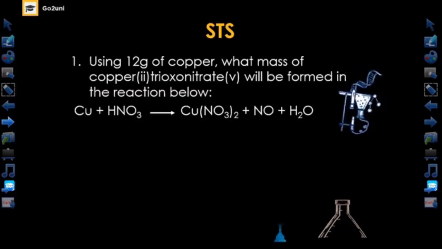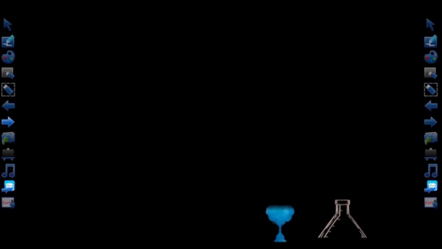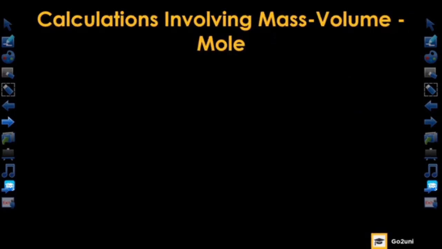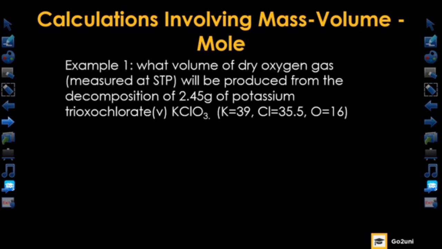Away from that, we have seen how to make some calculations. We are still going to proceed. Let's proceed now to the next type of calculation in stoichiometry, and that is calculations that involve mass, volume, and mole. Calculations involving mass, volume, and mole. So, let us take a look at the first example.